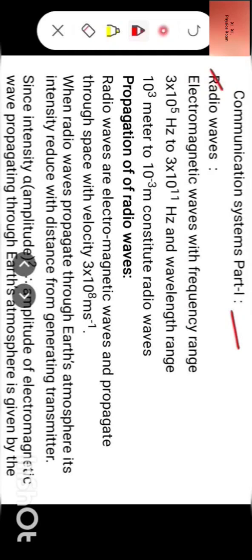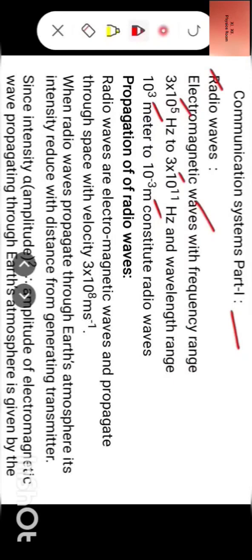So what are radio waves? Let us try to understand. Electromagnetic waves with frequency range 3 into 10 raised to power 5 Hertz to 3 into 10 raised to power 11 Hertz and wavelength range 10 raised to power 3 meter to 10 raised to power minus 3 meter constitute radio waves. I repeat, electromagnetic waves with frequency range 3 into 10 raised to power 5 Hertz to 3 into 10 raised to power 11 Hertz and wavelength range 10 raised to power 3 meter to 10 raised to power minus 3 meter constitute radio waves.